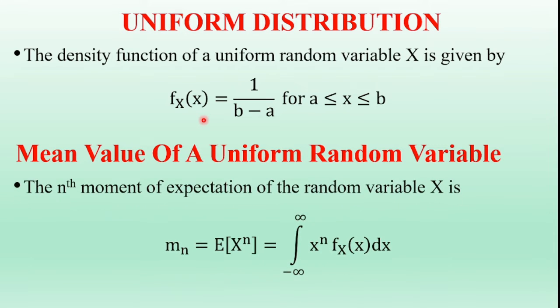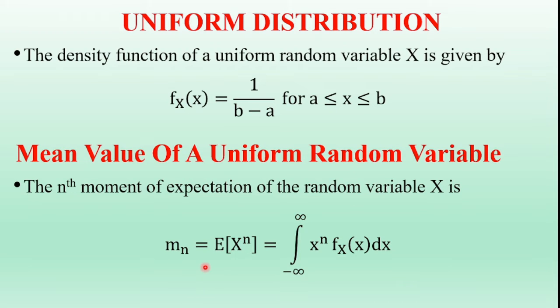We know that the nth moment of expectation of the random variable capital X is given by expectation of x power n is equal to integral from minus infinity to infinity of x power n into f_X(x) dx. So this is the equation of the nth moment of the random variable X. This expectation of x power n is also denoted as m suffix n.